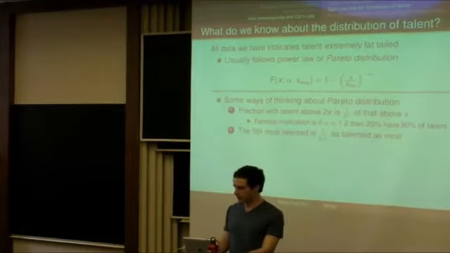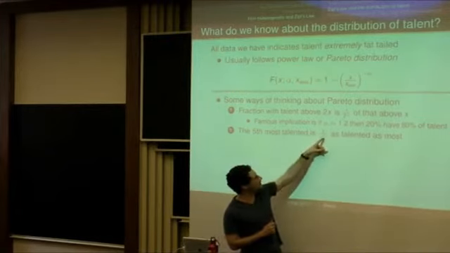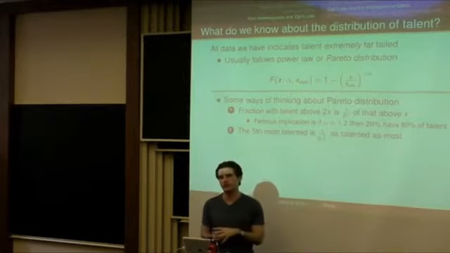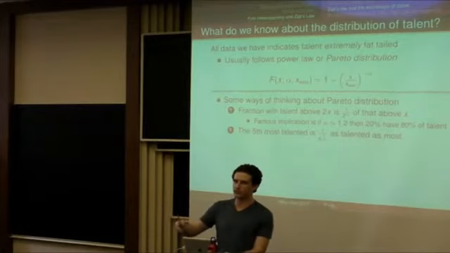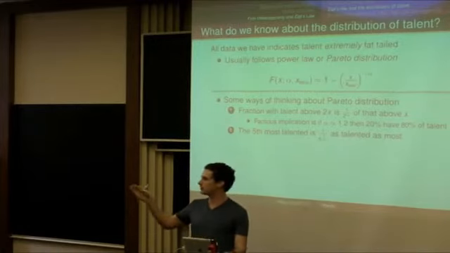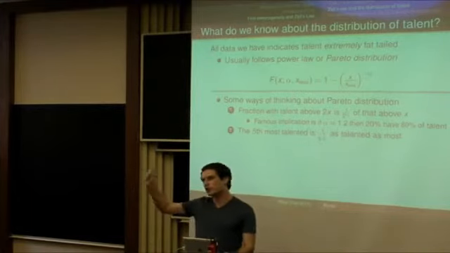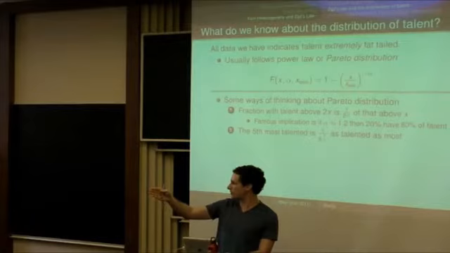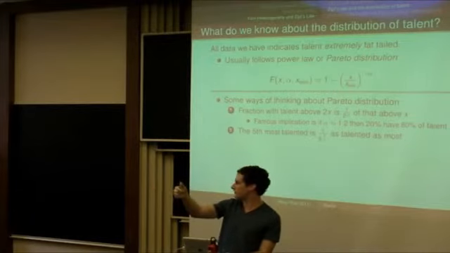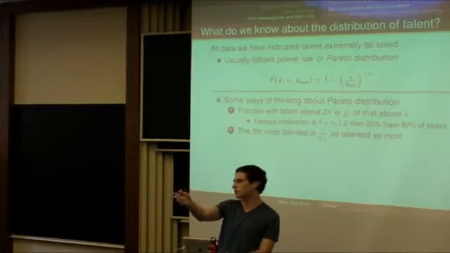Another way of thinking about this is that the fifth most talented person will be (1/5)^(1/alpha) as talented as the most talented person. So if alpha equals 1, the fifth person is 1/5 as talented as the most talented person. The second most talented person is 1/2 as talented as the most talented person. So the further you get up the distribution, the further apart people are. The first person is twice as good as the second person, but the second person is only 3/2 as good as the third person. And the third person is only 4/3 as good as the fourth person, and so forth.